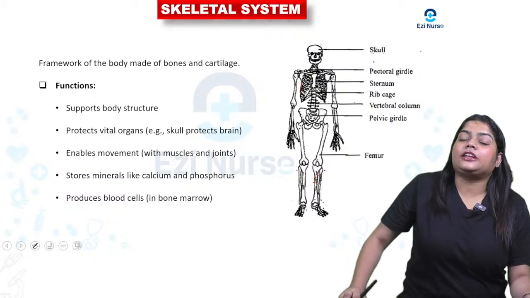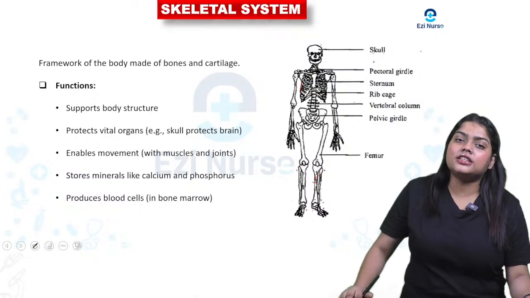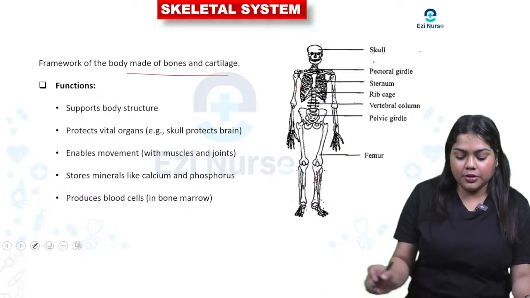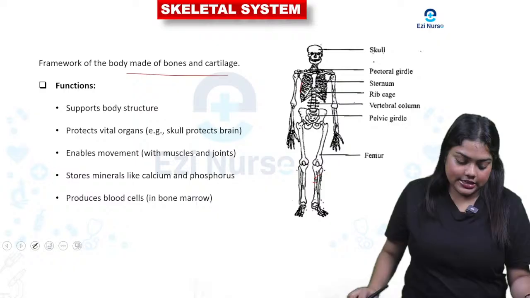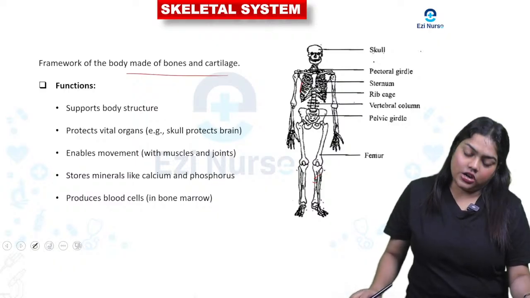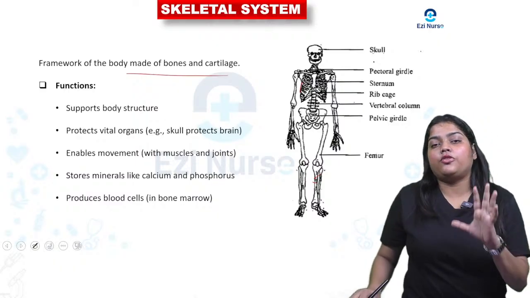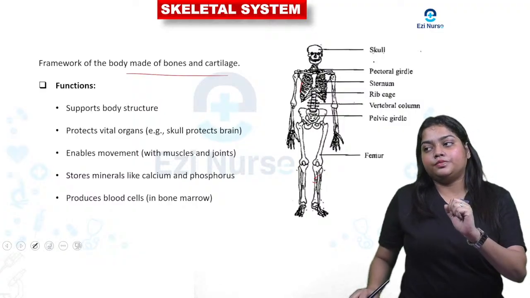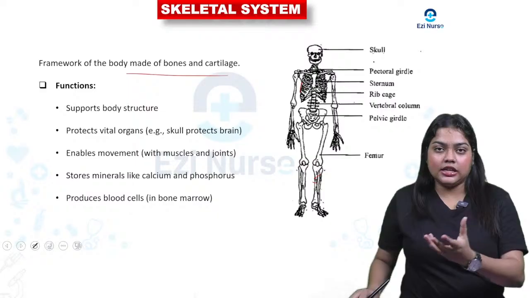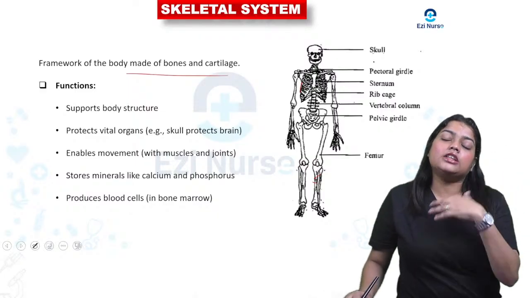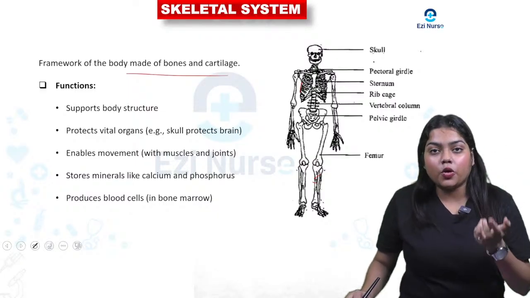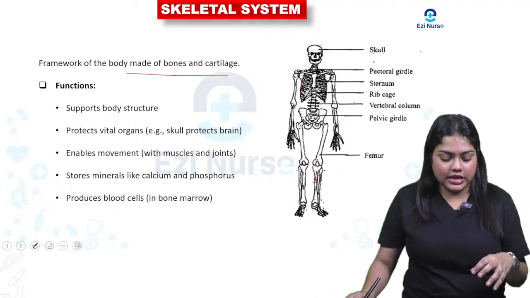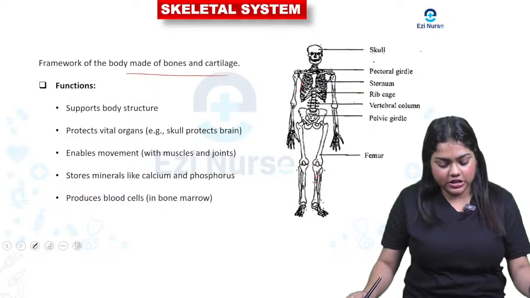So what is the skeleton system actually? A skeleton system is the framework of the body made of bones and cartilage. What are the main functions? What is the main function of bricks to make a house? To support, right? So for our bones also, this is to support the body structure.